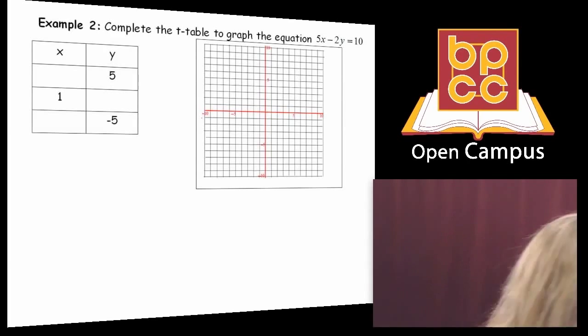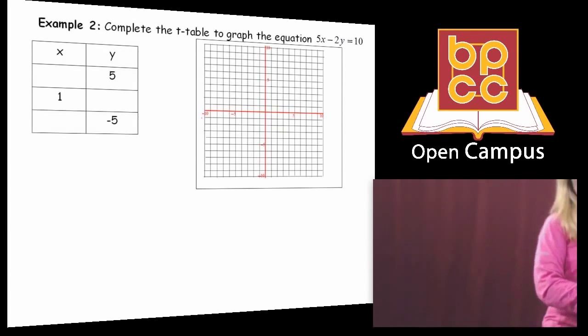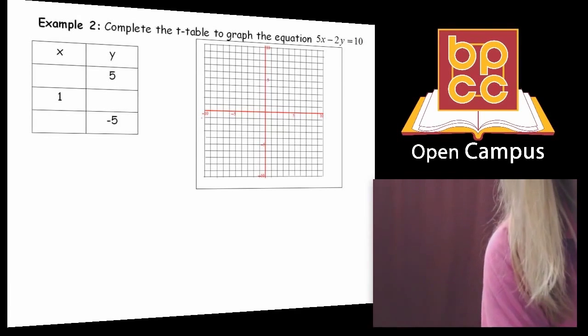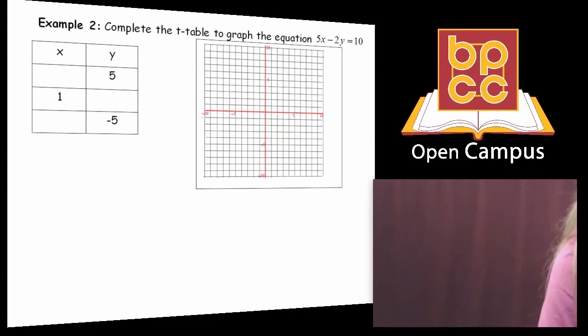This is the first example we want to graph. The equation up on the top is 5x minus 2y equals 10. But then you see a t-table given. And a t-table gets its name because it has a letter T. And you're given some x values and some y values. So what I'm about to show you is how you use a t-table to graph an equation. Let's go to the whiteboard.